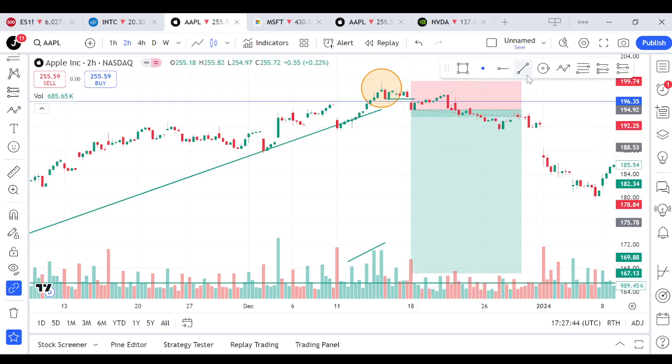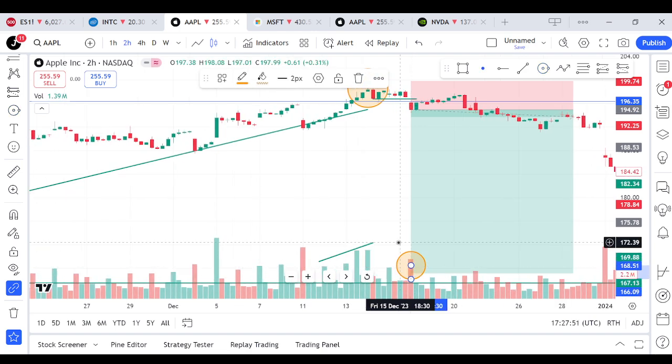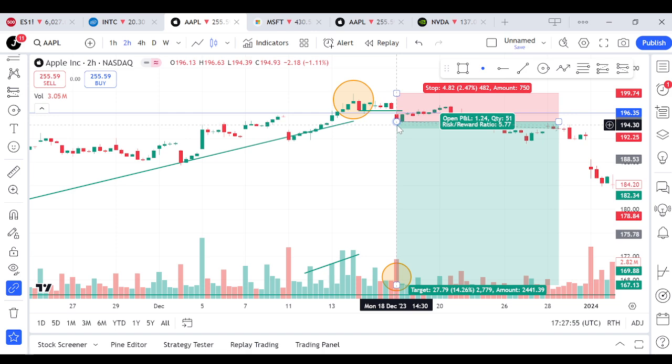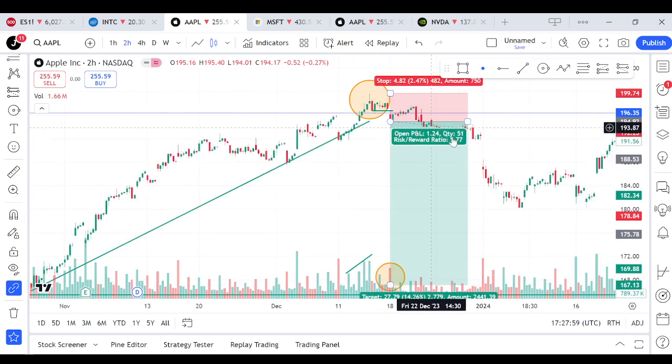Then we started having the increasing selling volume right here. It's increased selling volume here. We have increasing selling volume. So that's when we entered this short trade. That's why I placed my short entry here.